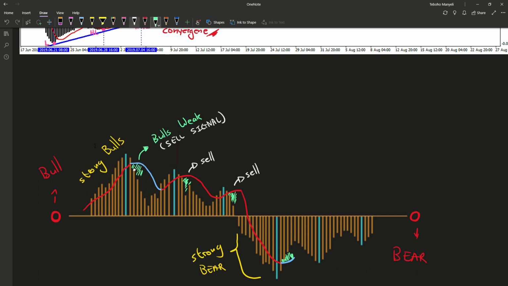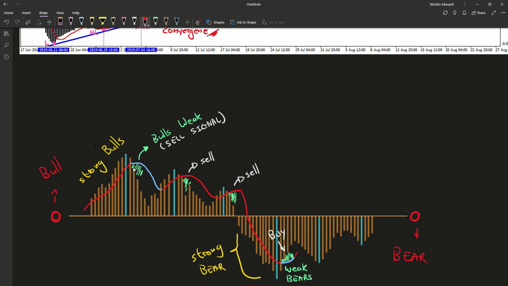market with weak base, right? Which basically opens doors for buying opportunities. So as soon as this happens here, we start looking for a buy. Okay, so let's let it continue.